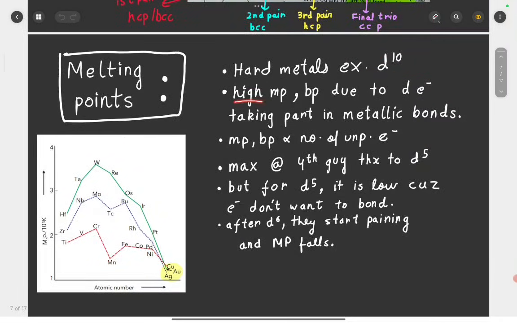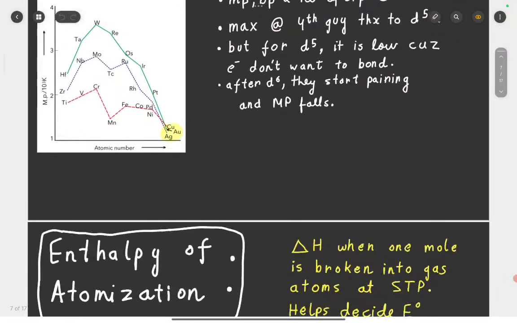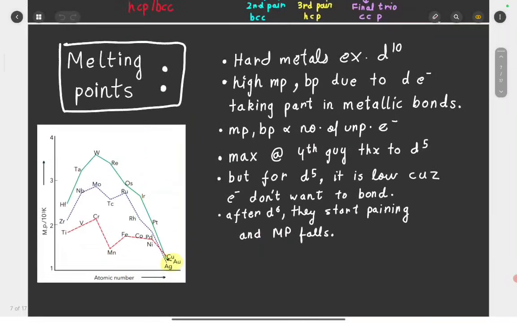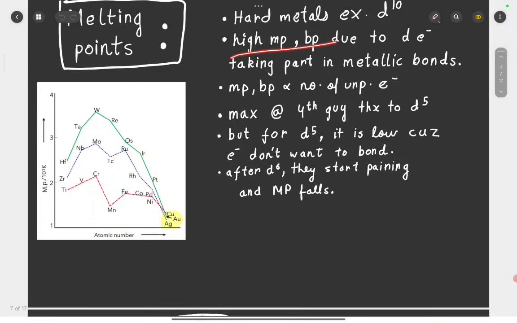Now, they have a high melting point and boiling point due to the d electrons taking part in metallic bonds. Basically, they form metallic bonds with each other, and this gives rise to a very strong lattice. And if you don't believe me that they have a high melting point and boiling point, try boiling iron. You won't get liquid iron using conventional methods at least. So they have a high melting point and boiling point due to the d electrons taking part in metallic bonds.